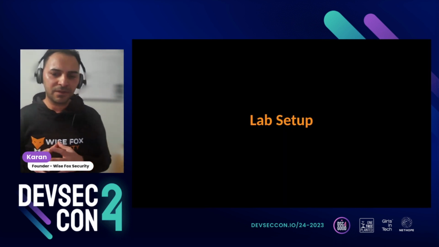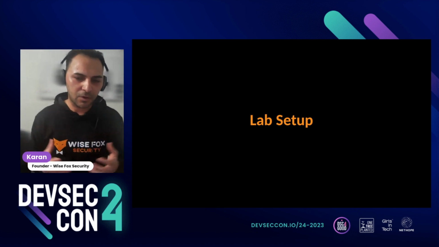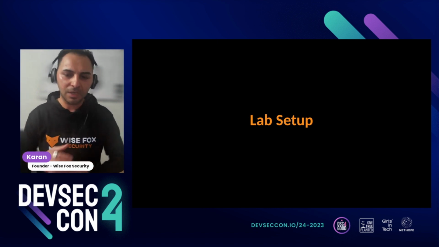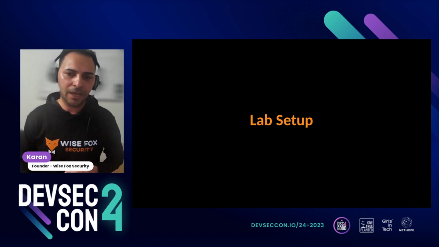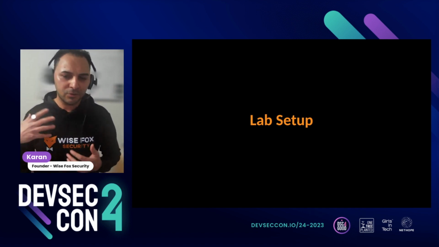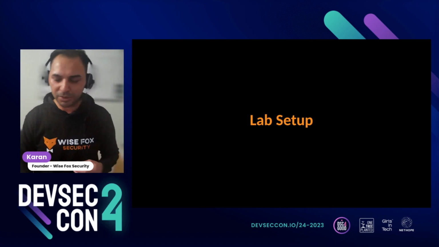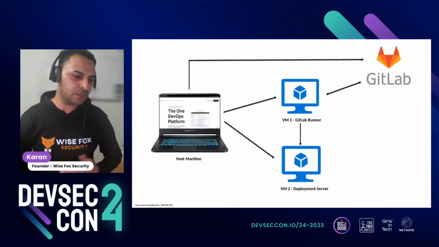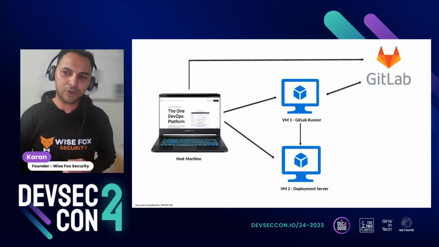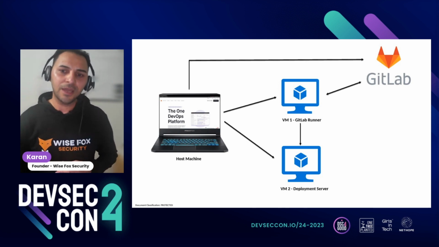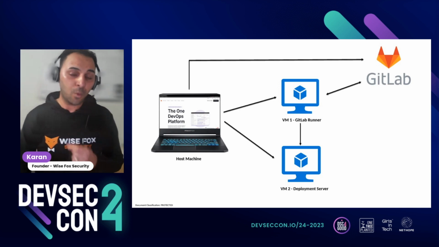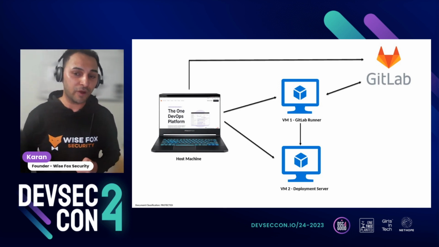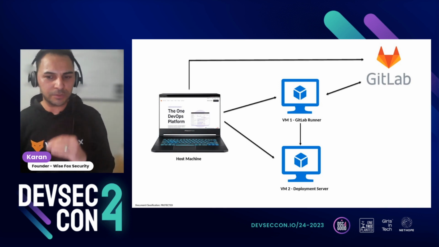I've built a lab which is free of cost, and I want to share this with you, that you can also build yourself, to maybe test your tools, maybe to test your CI/CD pipelines that have some security tooling in them. So what I've done is I've got my host machine, my laptop. From my laptop, I've got a free account on GitLab, and on my host machine, I've created two VMs. One VM is called the GitLab runner, and the other VM is my deployment server.